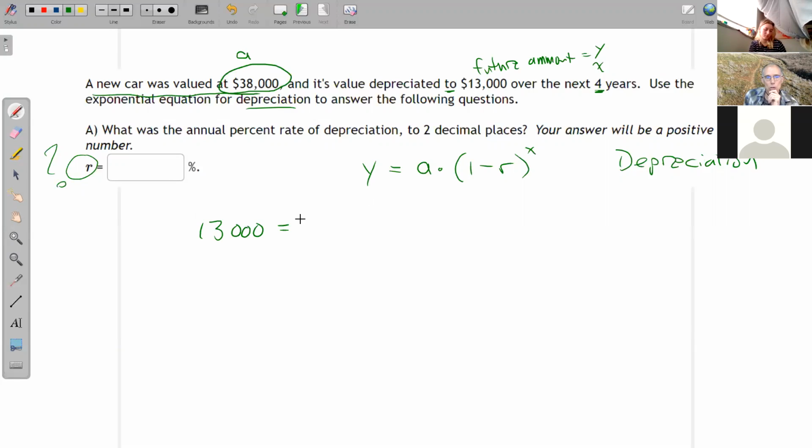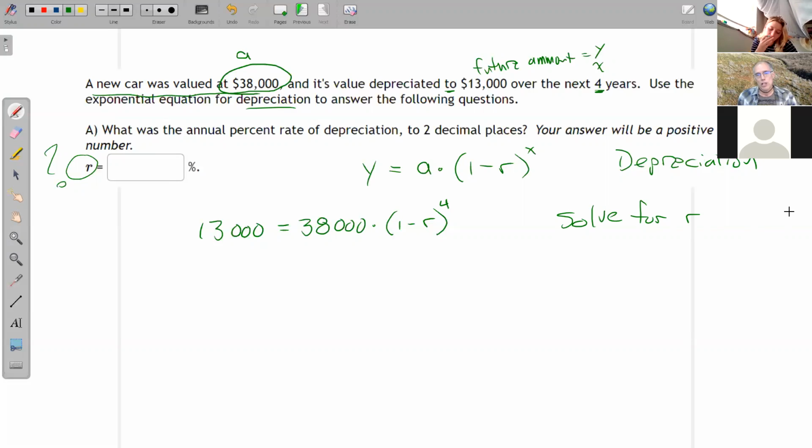13,000 equals a, at 38,000, make sure you get the right number of zeros, times 1 minus r to the power, and they're saying it's 4 years later. So I'm given everything except r. I need to now find r. So I have to solve for r. This one is especially challenging because usually we're given the rate. This time we're not. And we have to figure out how to find it by solving this equation.